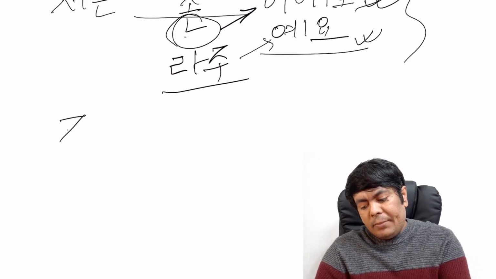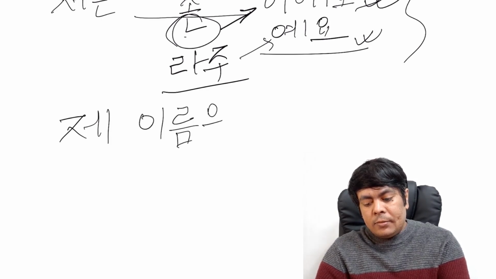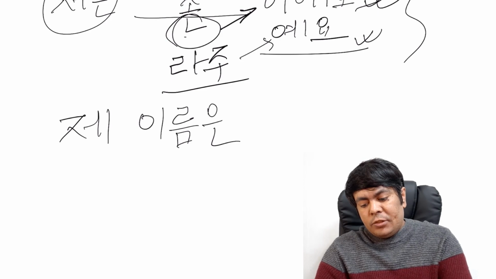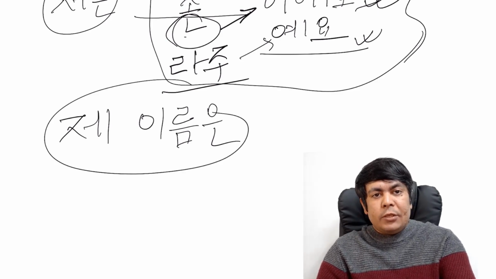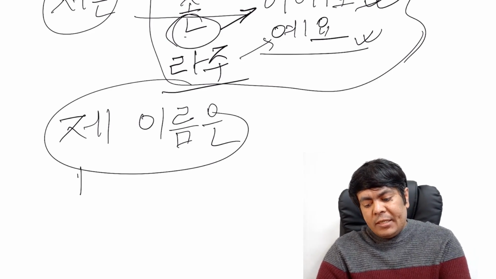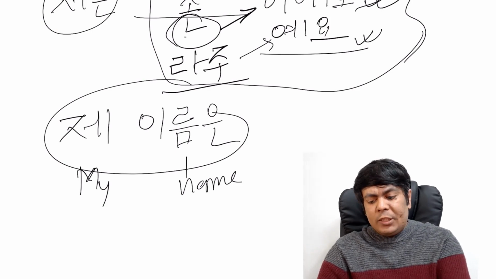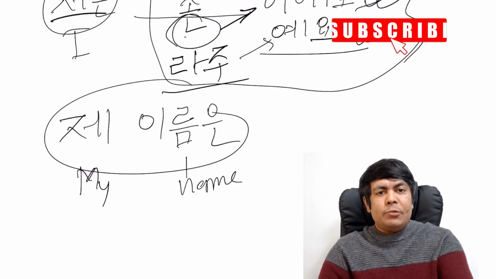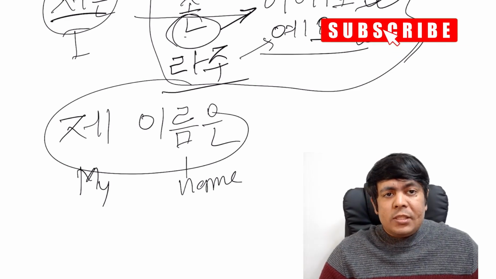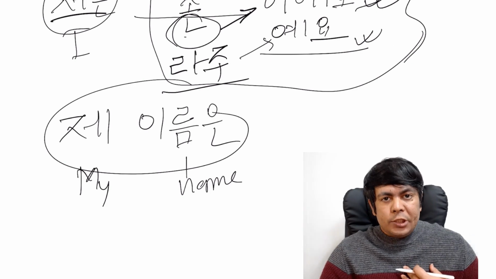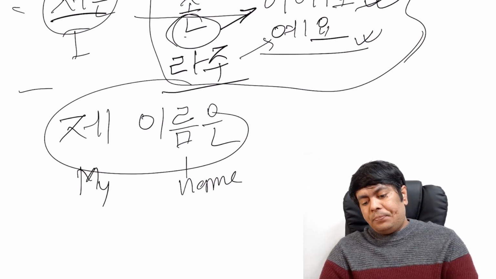Another way to tell your name is 제 이름은. Only this part will change. Everything else remains the same. 제 이름은 라주예요. 제 이름은 존이에요. 제 이름은 서티시예요. Here 제 is my and 이름 is name. So my name is Raju, and the earlier one was I am Raju, I am John, I am Satish. Both are fine. So we have learned two sentences: 안녕하세요. 저는 서티시예요. 제 이름은 서티시예요. Both are fine, so use either one.